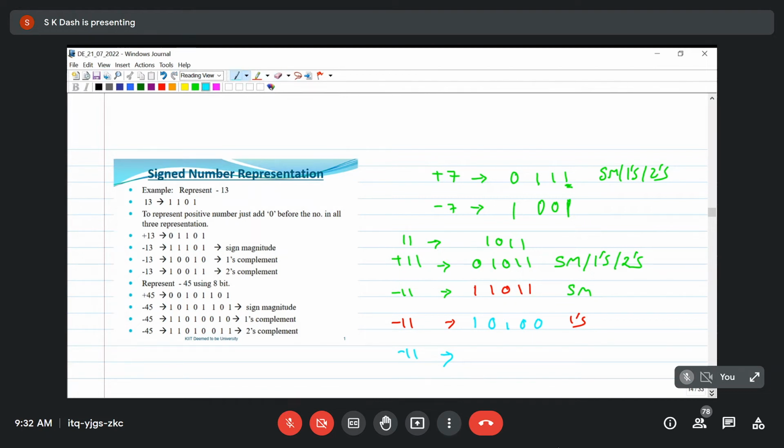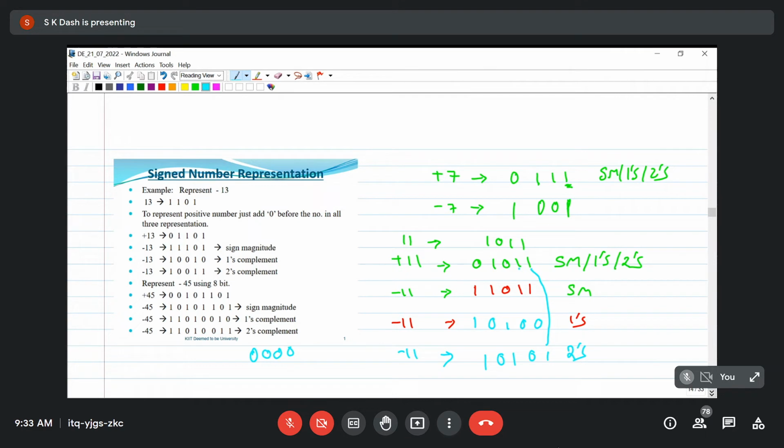To find the 2's complement of this, we start copying from this side. Once the first 1 is encountered, the other bits need to be interchanged. So 1 will be changed to 0, 0 to 1, 1 to 0, and this 0 to 1. So this number will be minus 11 using 2's complement. Now let us verify the same for plus 0 and minus 0. What will be 4 zeros?